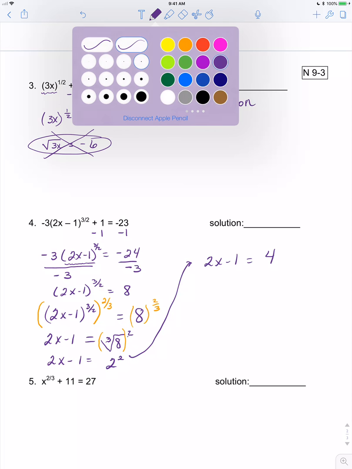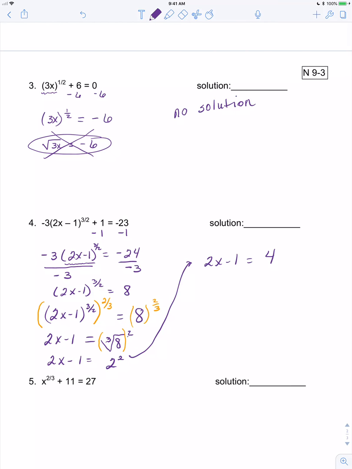All right, so now we just have a problem we're just going to solve. So add 1 to both sides. We still have to take care of all that. So 2x is equal to 5. We'll divide both sides by 2. So x is equal to 5/2.